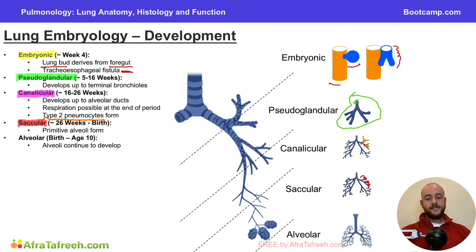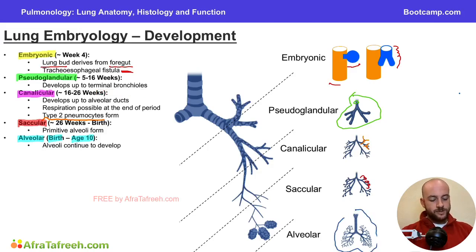All right, lastly, we have the alveolar phase. And this actually occurs from birth up until age 10. So we can see in the alveolar phase that the lungs become a lot more mature, the whole respiratory system becomes a lot more mature, and the alveoli become a lot more developed and functional. And one of the keys to this stage is the fact that it doesn't end until about age 10.